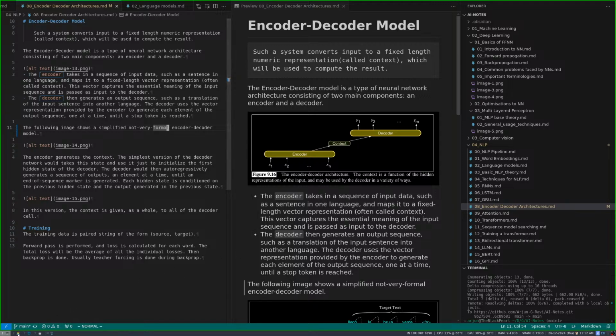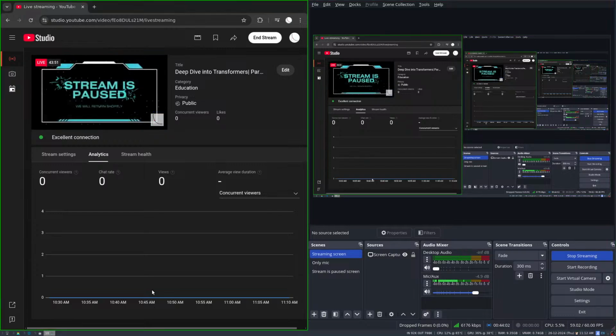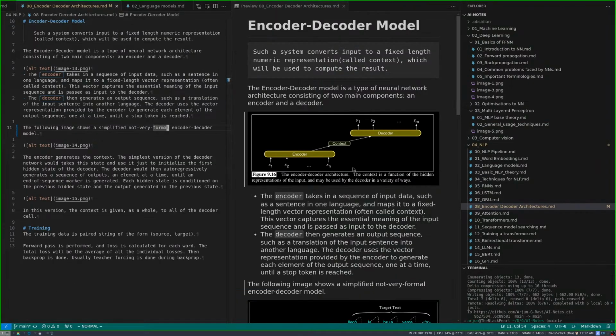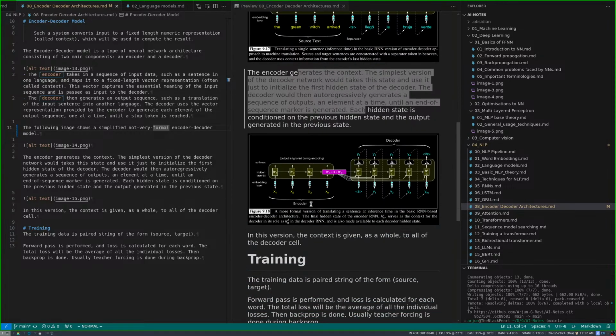Okay. Each of these will have access to the context, unlike this one. So this is probably better. This is obviously better. Now training. How will you train this?